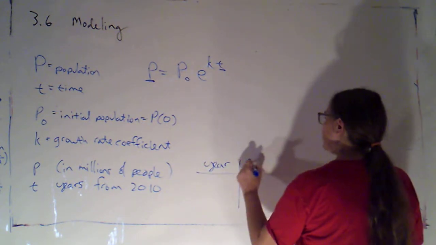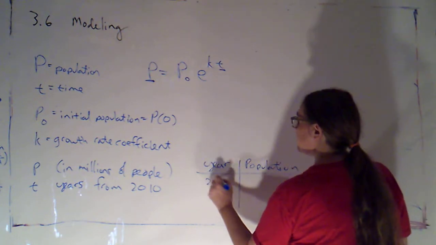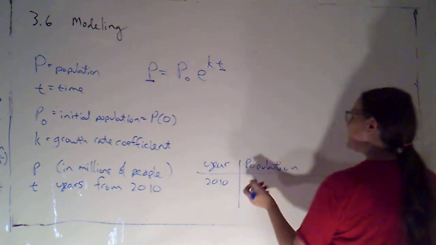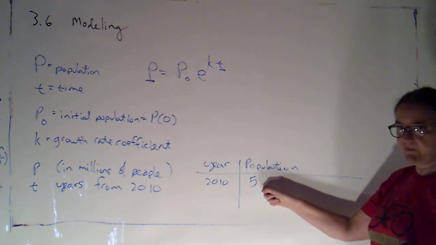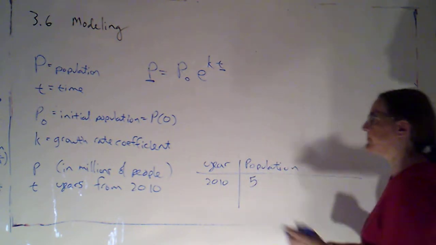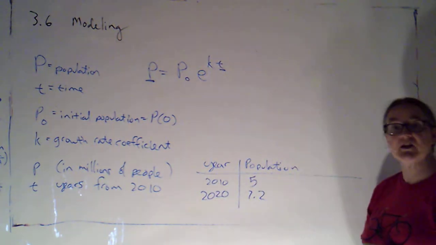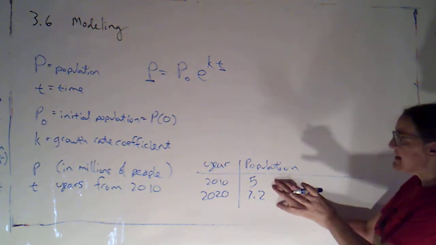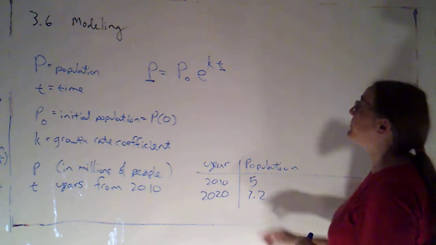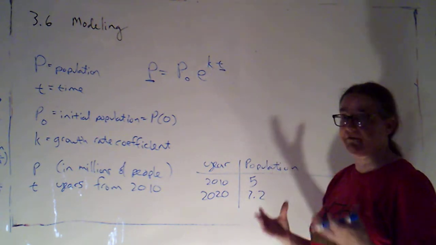And let's suppose we know the following bits of information about this particular town. In a given year, I know the given population. So let's say we know what it is in 2010. Okay. And in 2010, it was 5. Now, not 5 people, 5 million people. Okay. And let's suppose by 2020, that city had grown to be 7.2 million people. Okay, so with this data, I should be able to replace P0 and k in my model with specific numbers.